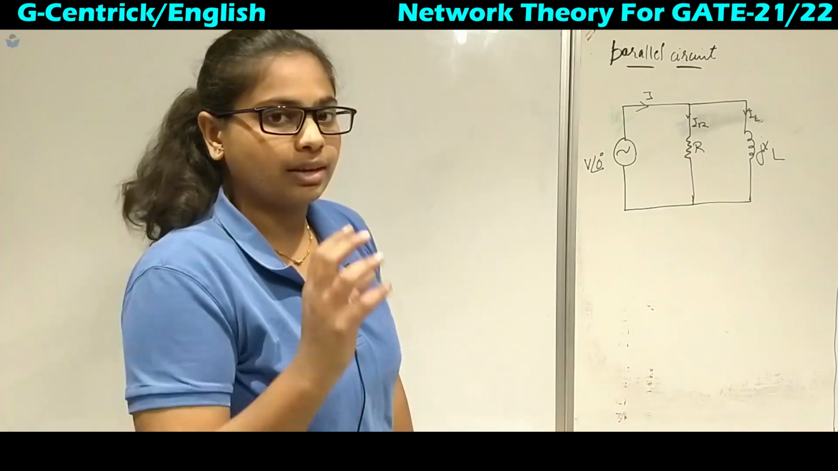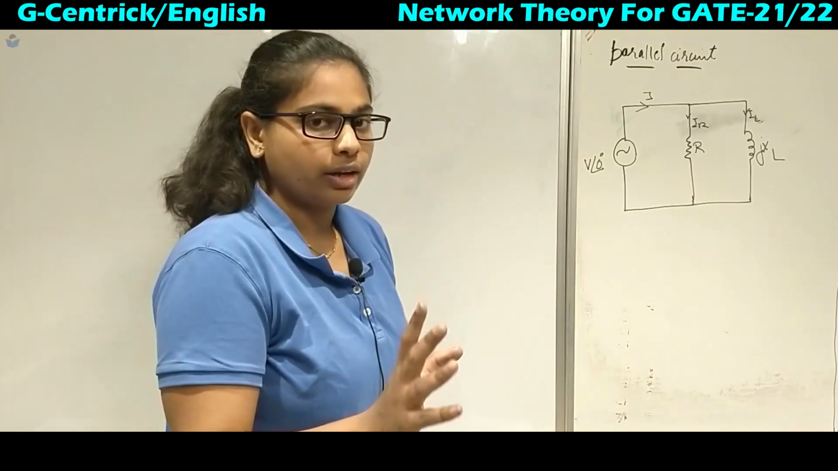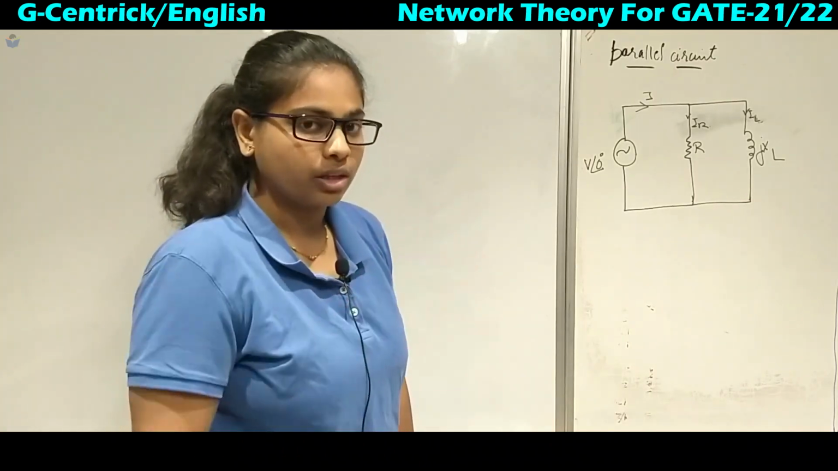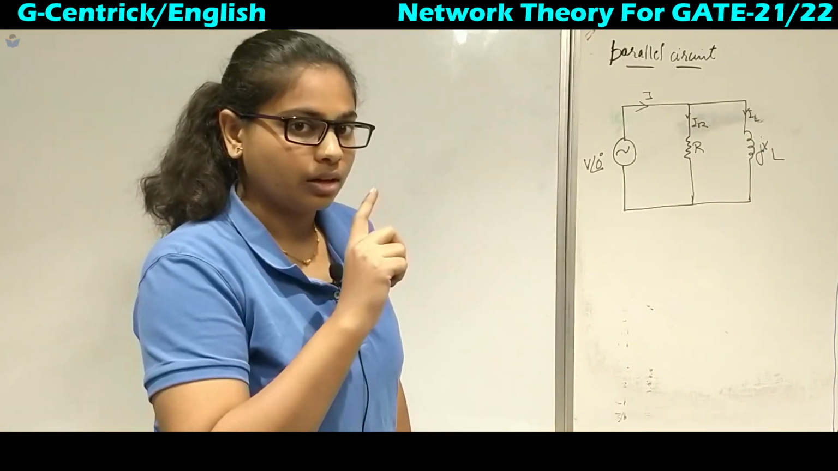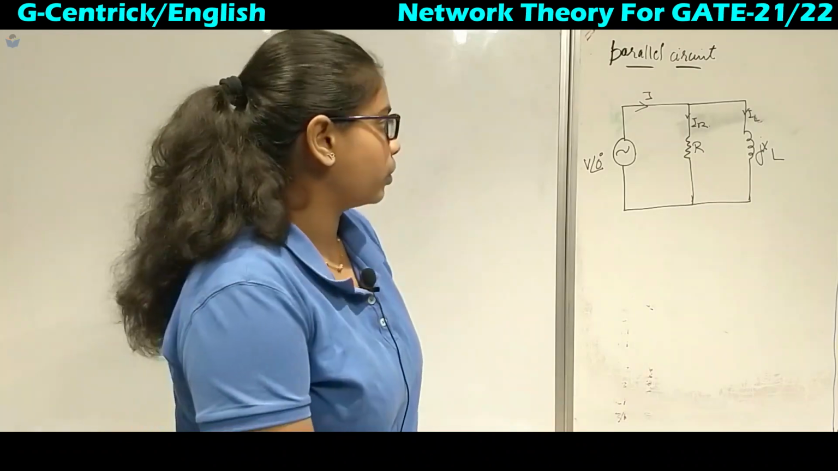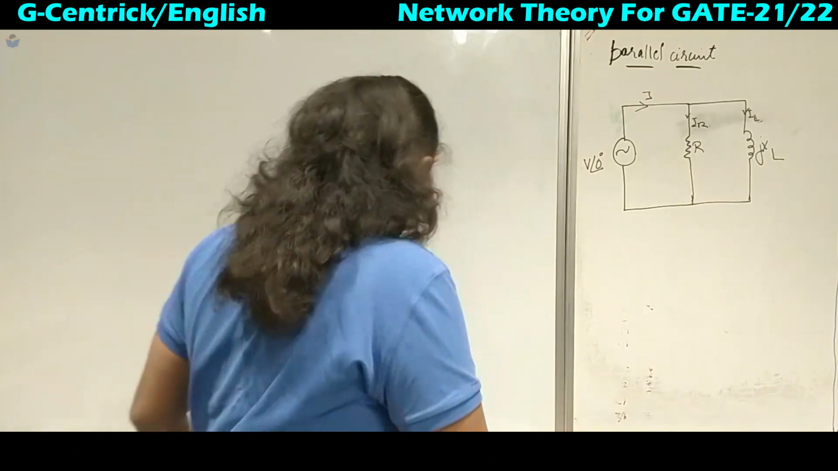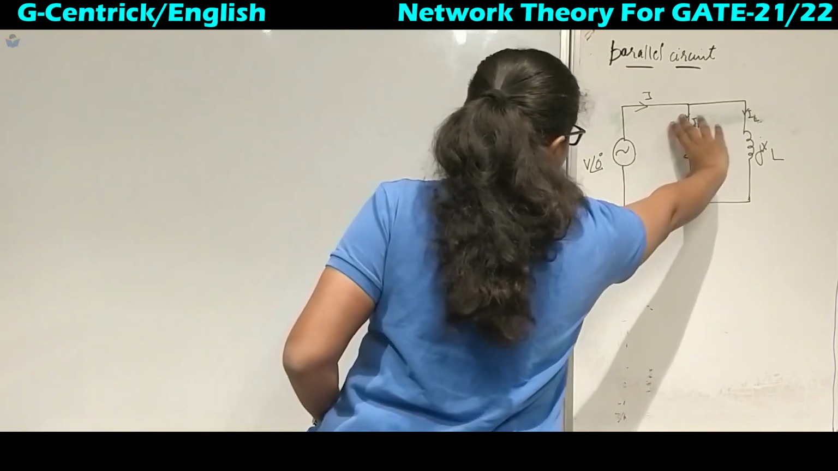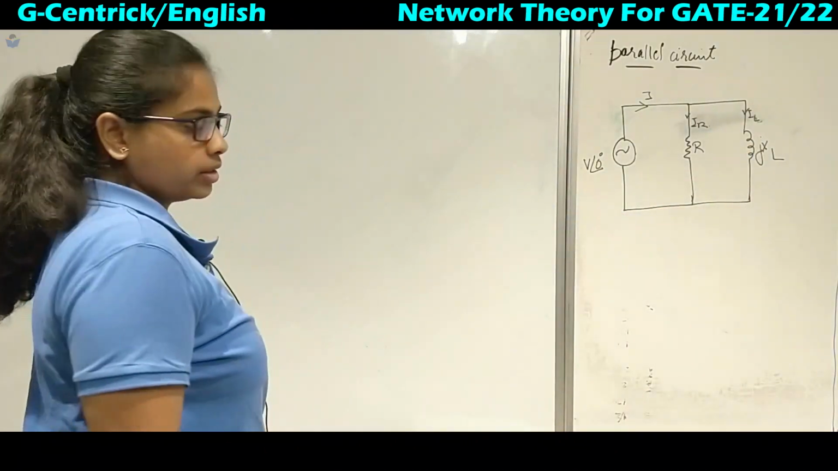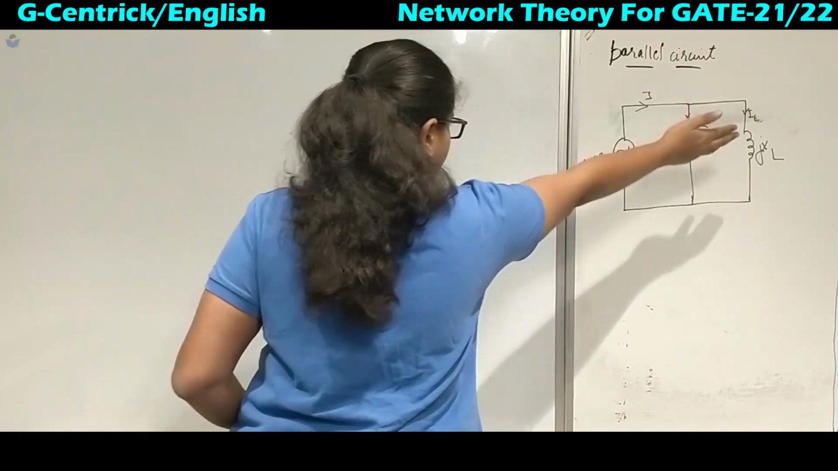Now the reference will be current. Till now we had taken voltage as the reference for drawing the phasor diagram, but in this case we will take the current as the reference. You have seen that in the parallel circuit the voltage across each of the elements will be the same. The current will be dividing.